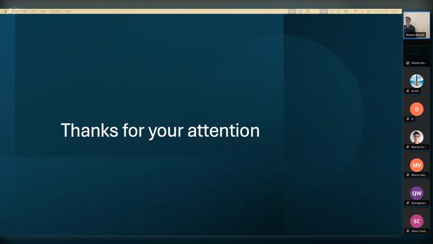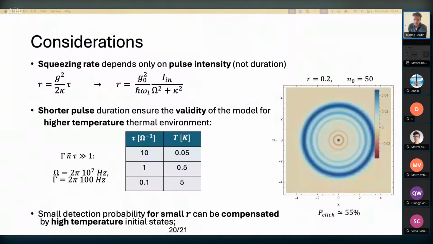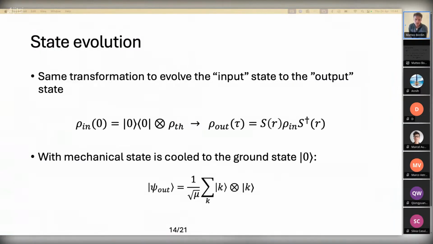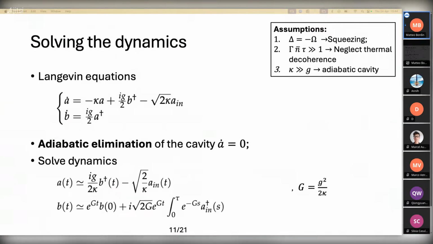Question? I have a couple of questions. So the first one is about the adiabatic approximation that you made. This basically is driven by the cavity loss, right? The larger the cavity loss, the better the approximation is.